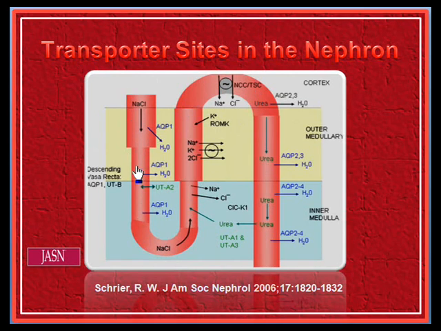Sodium chloride and water, when they enter through the PCT, through the action of the AQP1, that is aquaporin 1 channels, water is passively diffusing into the interstitium here. Here also there are AQP1 channels, free flow of water occurs. Then there are the urea transport channels here, urea transporter A2 channels, transporters.